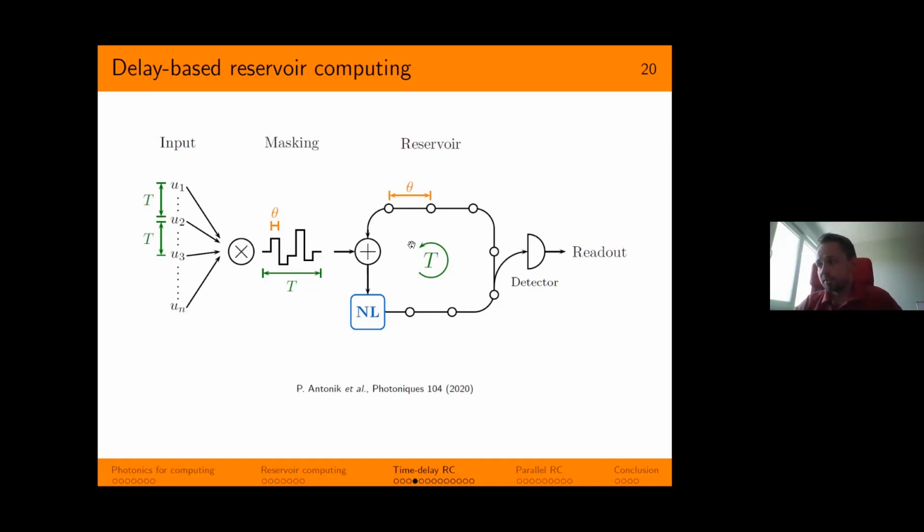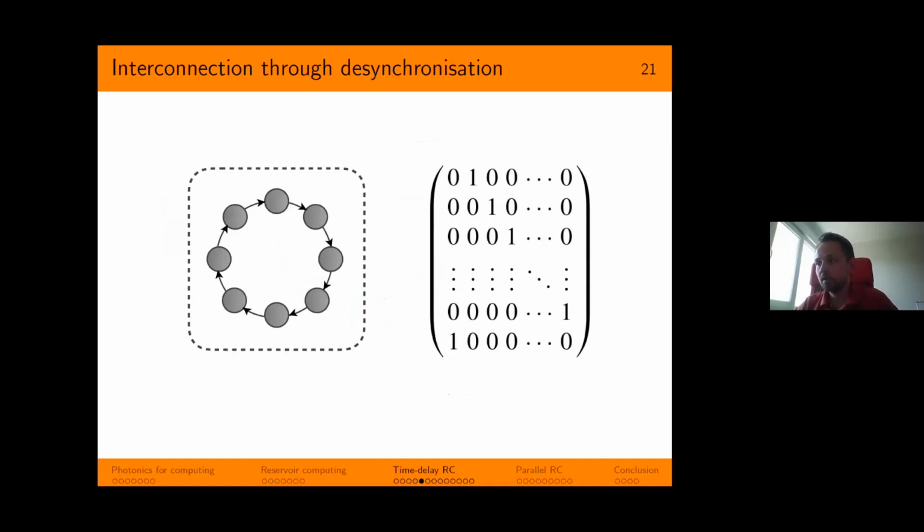In this way, for instance, the fifth masked element, when it gets back through the loop to the nonlinear element, will be combined with the fourth previous node, and therefore will create a loop connection between the nodes. So this scheme of interconnection will give us the following loop architecture. Each neuron will be connected to only one of its neighbors.